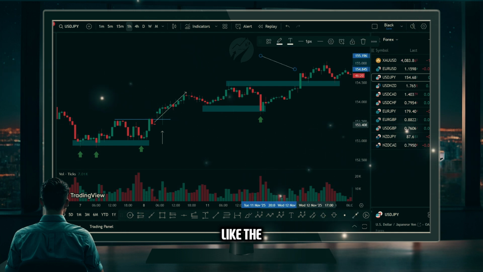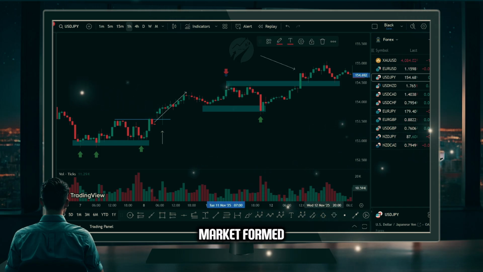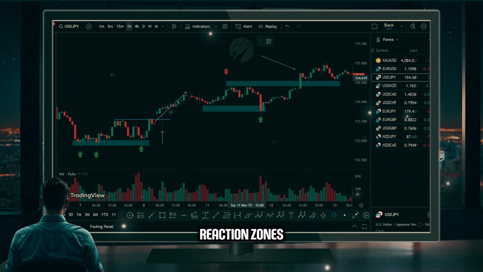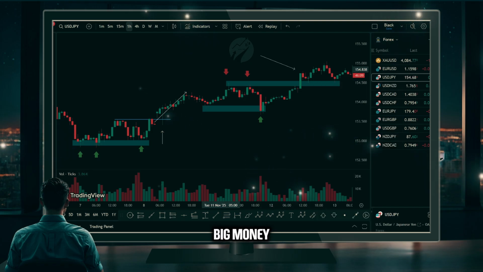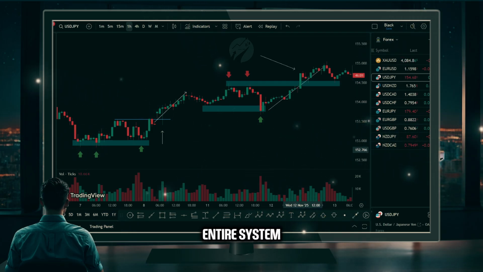The monthly chart is like the market's master map where all major trends begin. You can see peaks and troughs lasting for years, where the market formed the strongest reaction zones. They are points where big money acted. When I draw the main trend line on the monthly chart, I am marking the lifeline of the market. That is the backbone of the entire system.